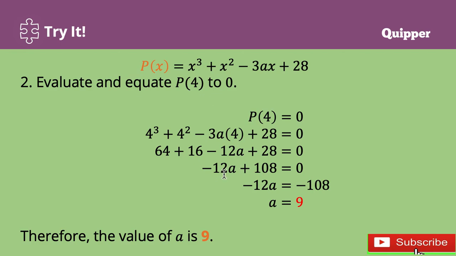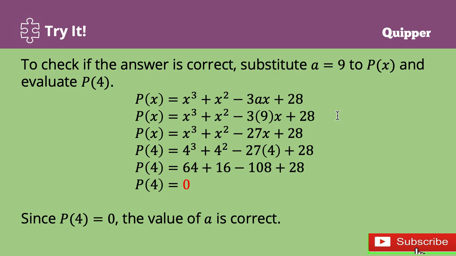Then separating the variable term and the constant term, this constant term will be transposed to the other side and it becomes negative. Then the remaining variable term, we have negative 12a. And that is equal to the constant term negative 108. Dividing both sides by negative 12, we have the value of a is equal to positive 9. Therefore, the value of a is 9.